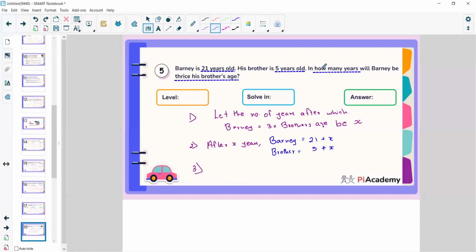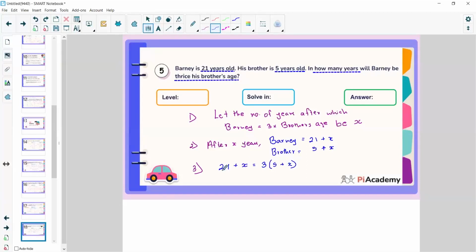What is given? In how many years would Barney be 3 times his brother's age? So Barney, which is 21 plus x, this is 3 times his brother's age. 3 times 5 plus x. That's it.